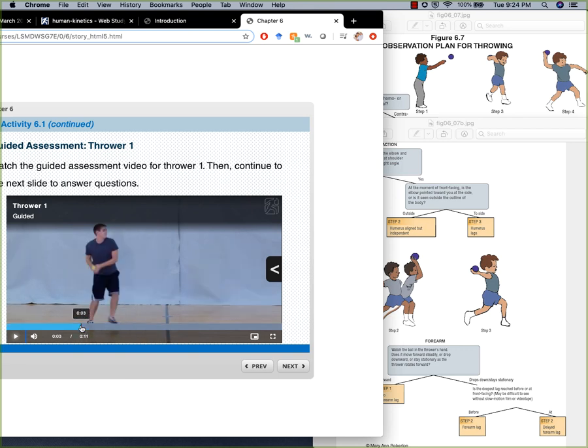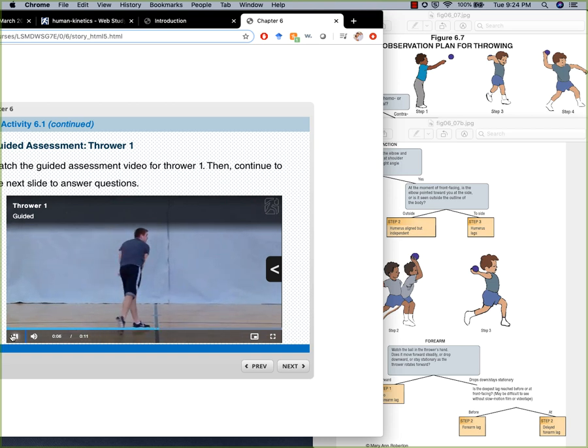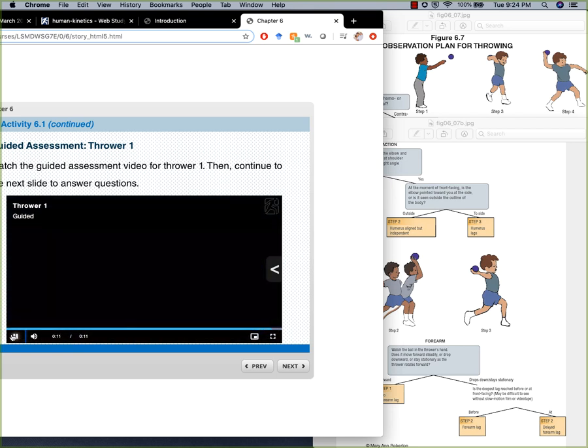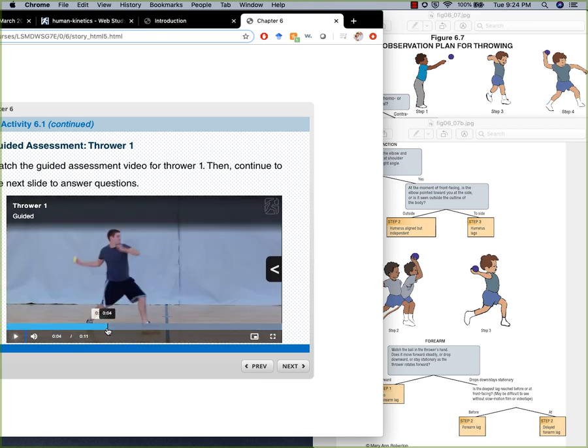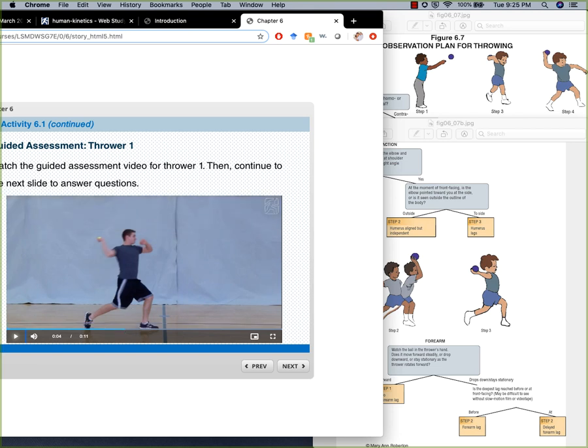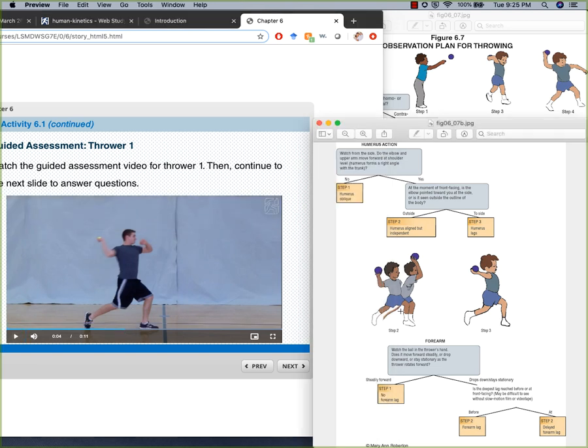You can see this here. So the humerus moves forward first and the ball is pretty stationary. The deepest lag is reached before the shoulder is front facing. So we can see that here. So that's the deepest lag and the shoulders are not completely front facing. So this thrower is in step 2 of forearm action.